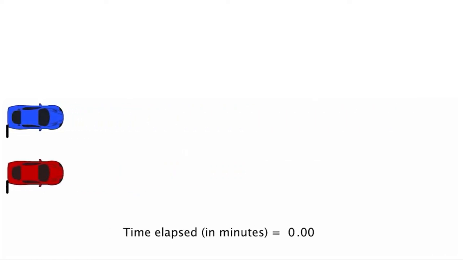Let's set the cars up back at the start of the race again. Here's the animation showing both cars moving together. As you watch the animation, consider how you might determine the average speed of the blue car over the first 5 seconds after it started moving.